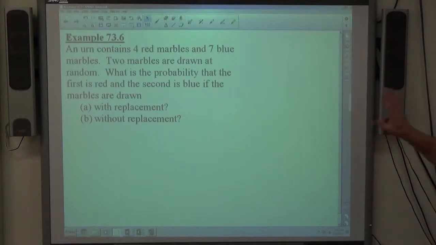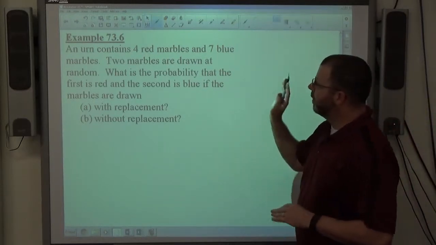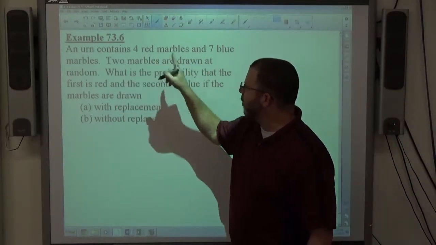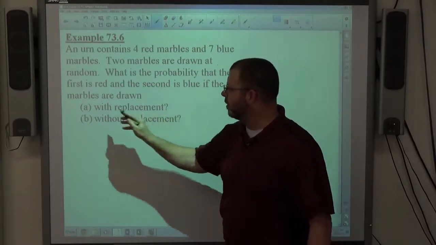Our last example, same issue. This time we want red first, blue second, and the order matters. Okay, so again, two marbles drawn at random. What's the probability that first is red, second is blue? And they gave us two ways of doing it.